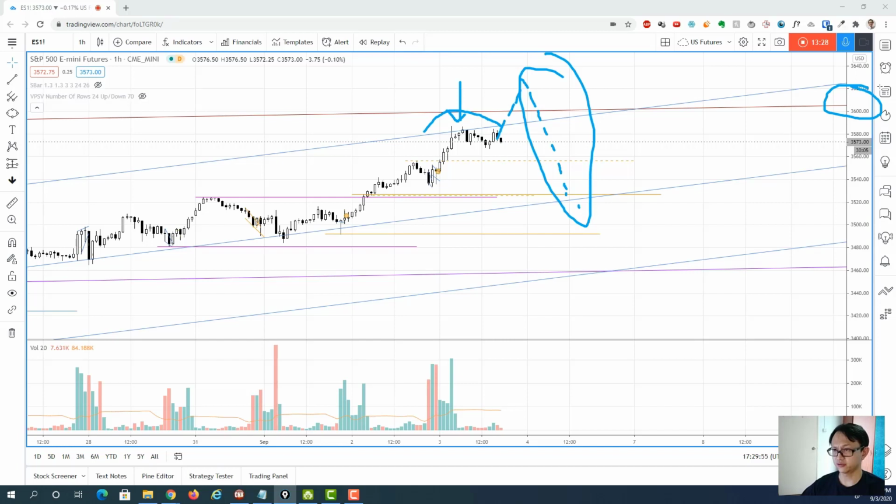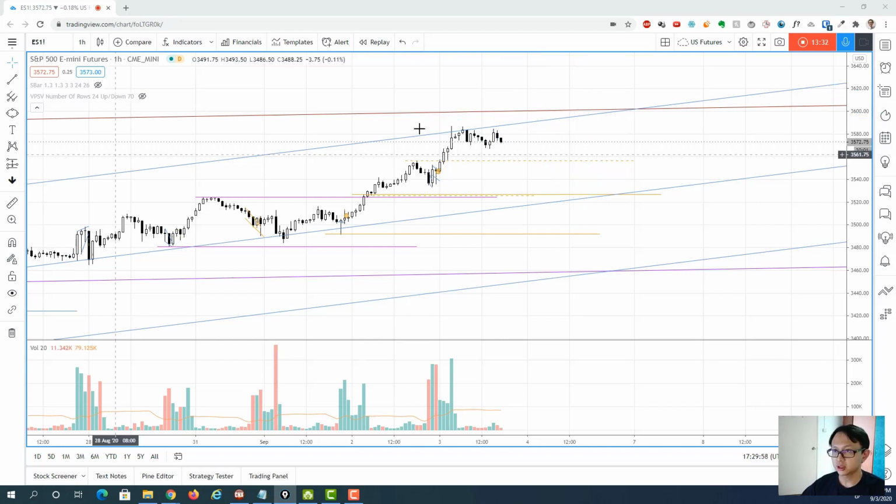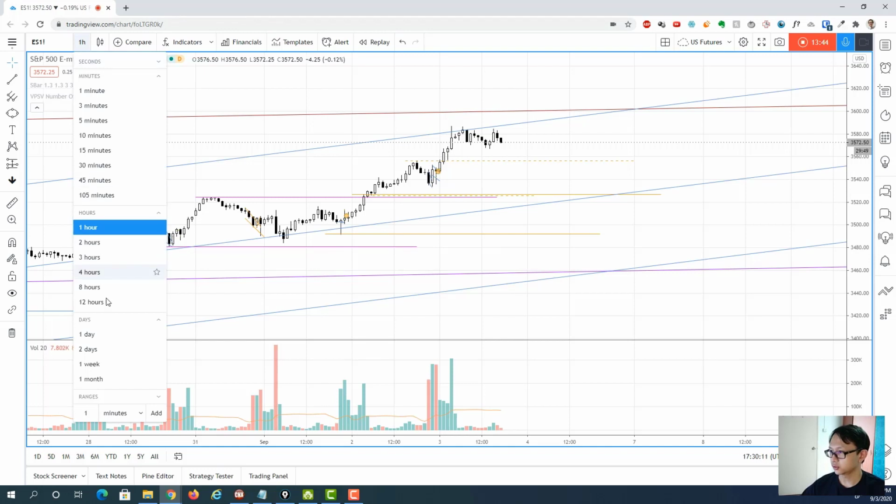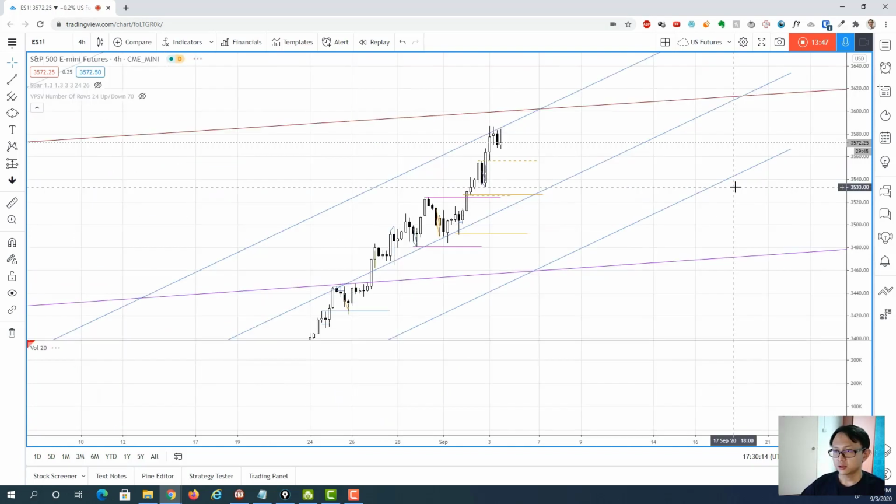So what we need to pay attention to is definitely some kind of confirmation bar, which is a big bearish bar to show the commitment to the downside before we can call a reversal or at least a temporary stop of this uptrend. So let me show you a higher time frame, maybe a 4-hour time frame.